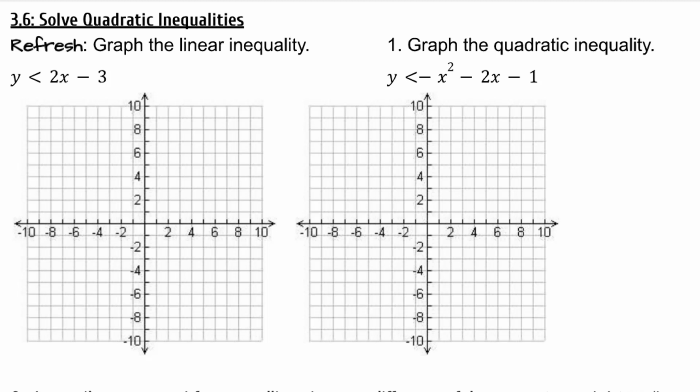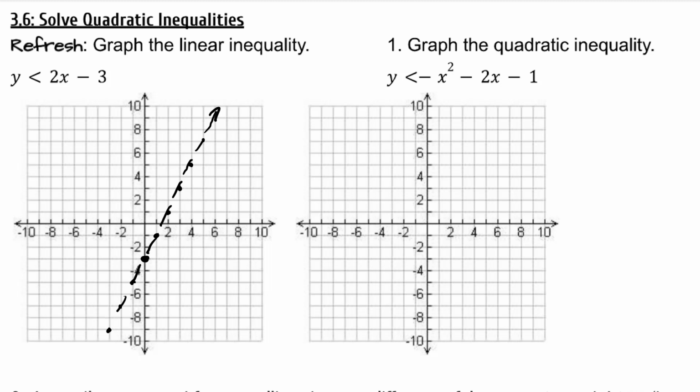Today we're going to graph quadratic inequalities. Let's refresh by graphing a linear inequality. This is in y equals mx plus b form. So my y-intercept is -3 and my slope is up 2 over 1. But remember, this is a less than inequality symbol, not a less than or equal to. So this line should be dashed, not solid.